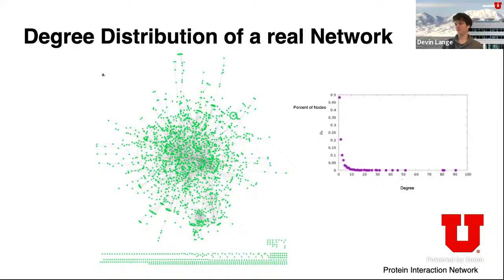And here are these similar distributions in a real network. You can see that most of the nodes have very few edges connecting them, but there are these outliers of highly connected nodes. I believe this is protein interaction, so there are some proteins that interact with many other proteins, but most would only interact with a couple.